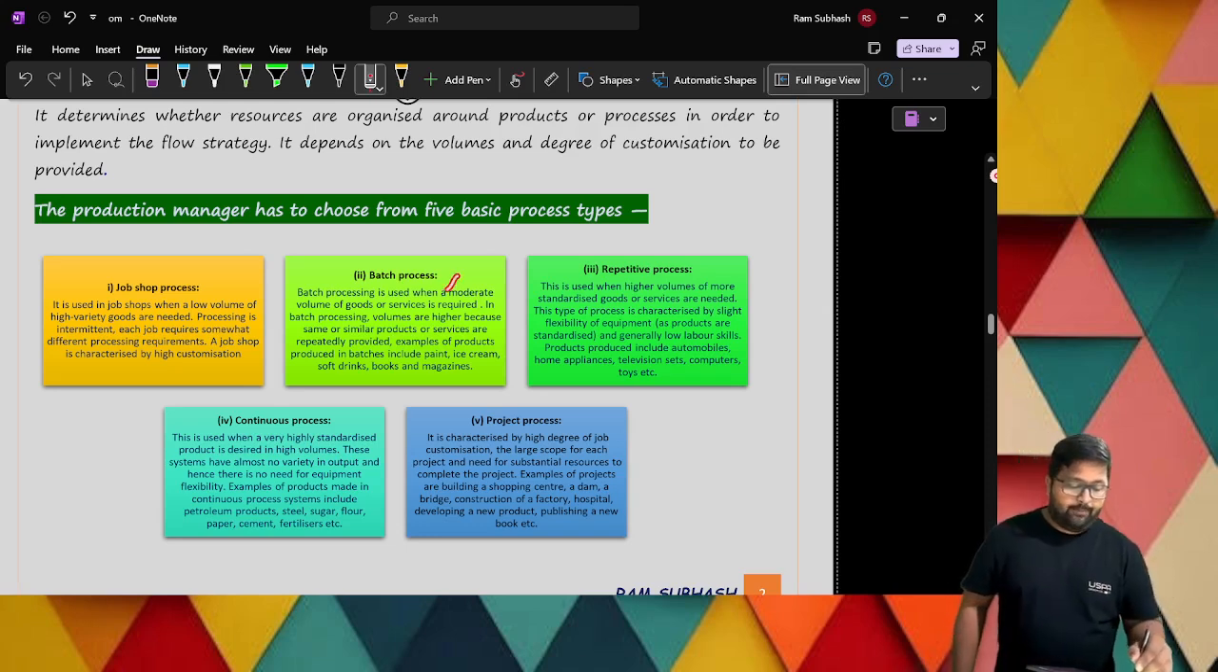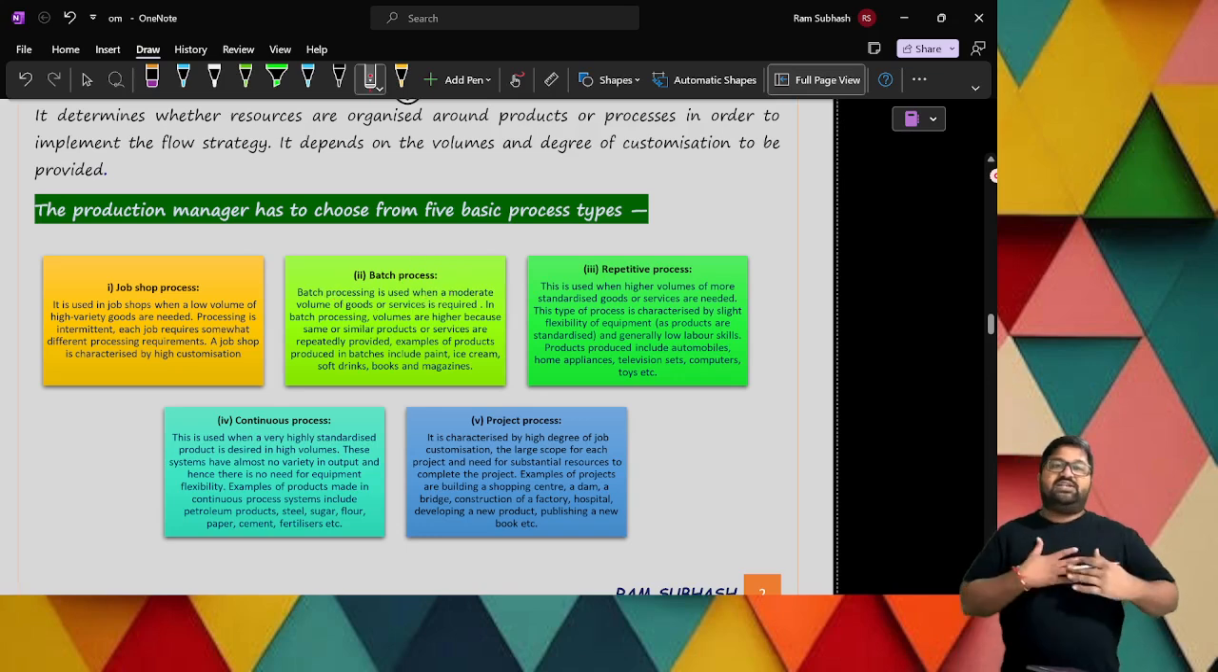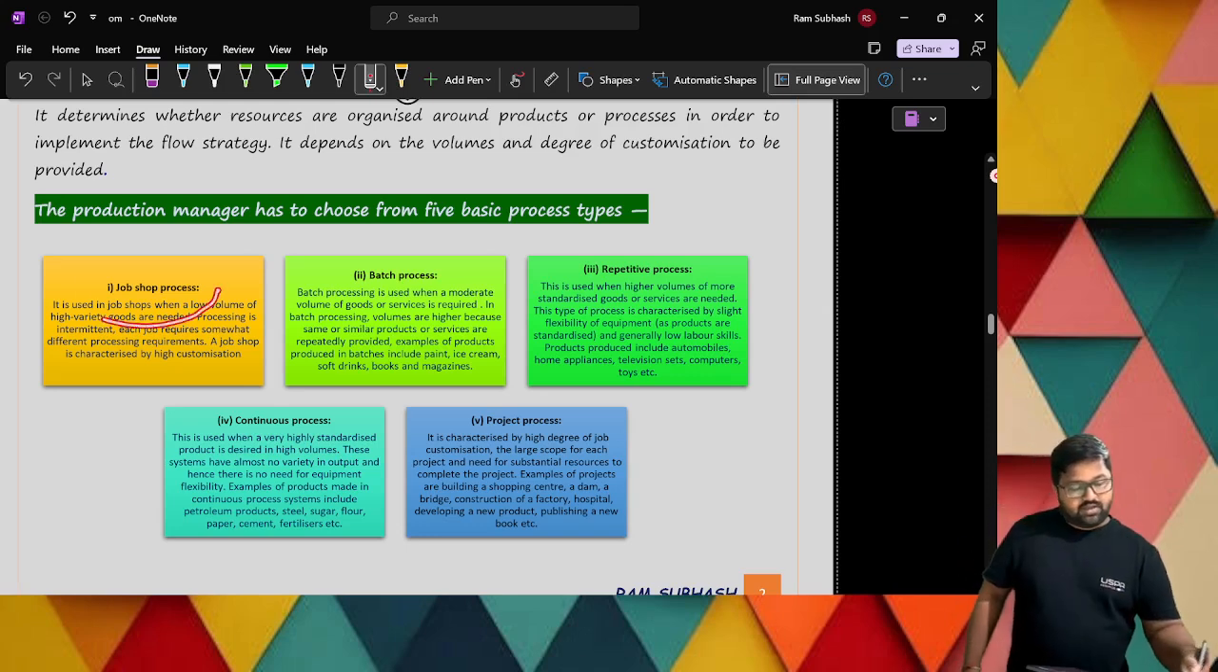Then I go with a batch process. When it is tailor made based on the requirement of the customer, the volume will be less. Then I go with a job shop process.